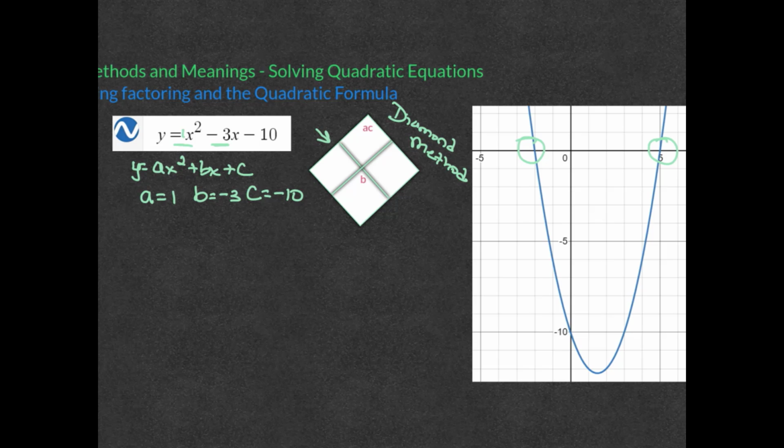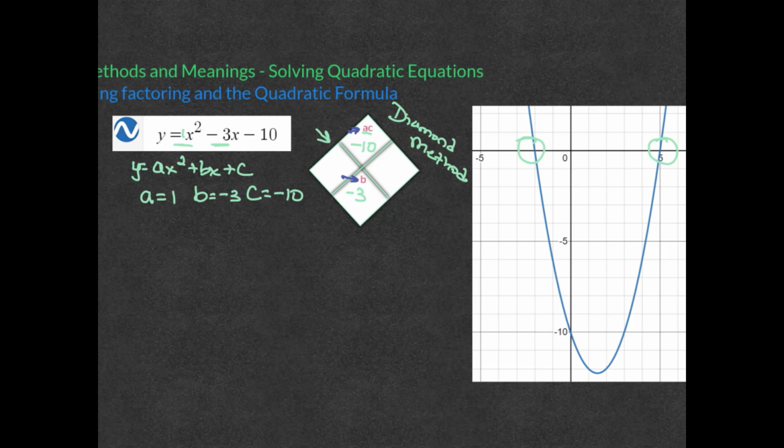First of all, you have to figure out what is a times c. Well, a times c in this case is -10. So I'm going to put -10 in there. And then what is b? Well, b is -3. So we have to come up with, and I'm going to pick a different color here so it stands out a little bit more, two numbers that multiply to a times c, but add up to b. So multiply to -10, add up to -3.